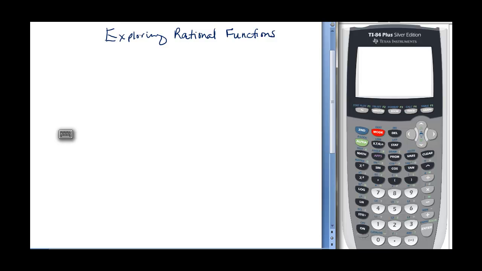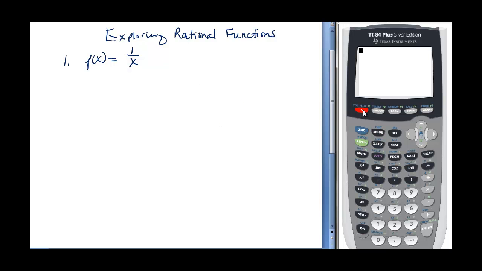Okay, we're going to take a look at rational functions, and on your handout you were given number 1. It says to graph f of x is equal to 1 over x on your graphing calculator. So let's come over here to the graphing calculator. I'm going to get my y equals, and I am going to put 1 divided by x.